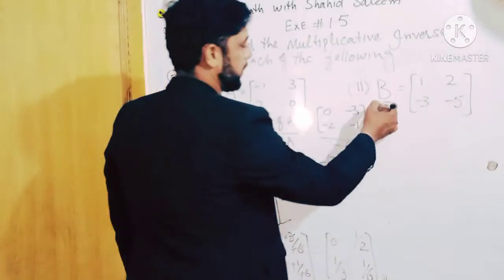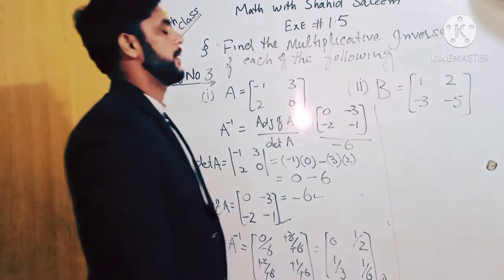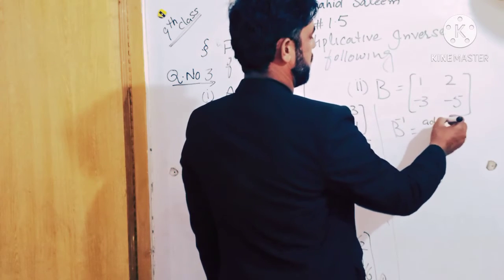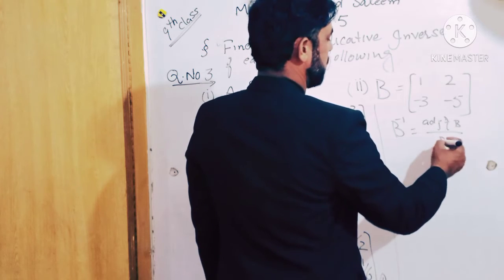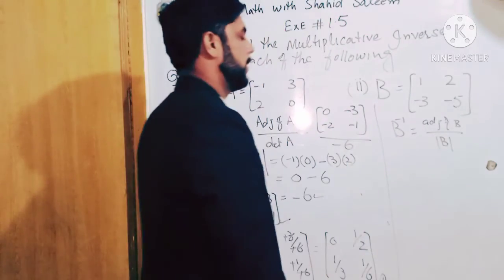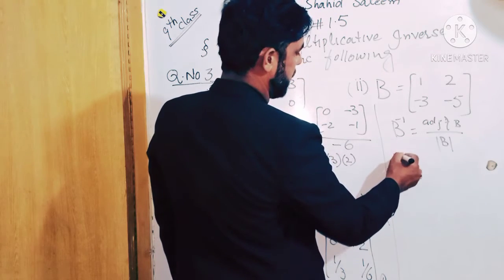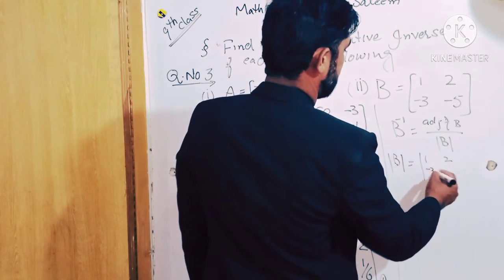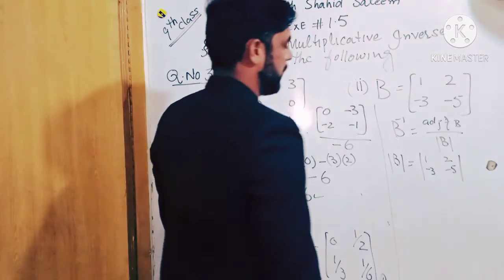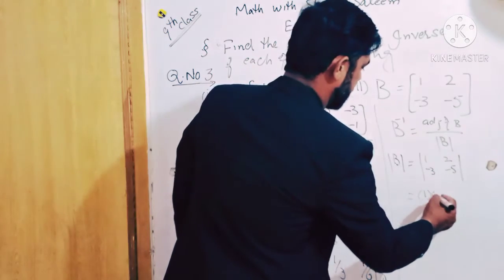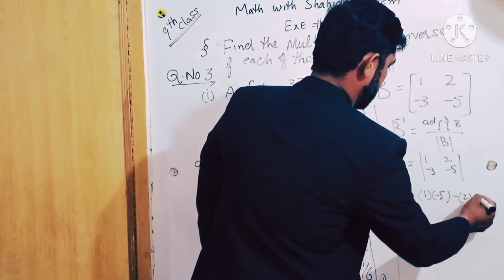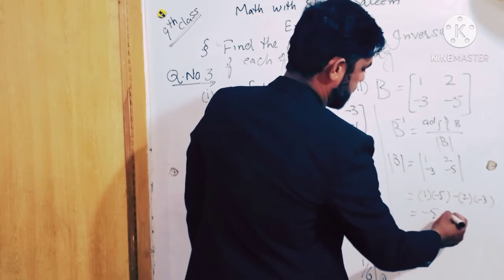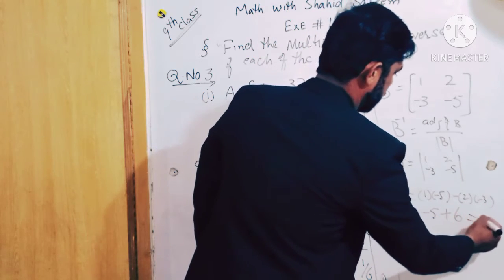Find the multiplicative inverse of matrix B. B inverse is denoted by adjoint of B over B mod, or determinant of B. First of all, we find B mod, which equals |1 2; -3 -5|, equal to 1 times -5 minus 2 times -3, which is -5 plus 6, equal to 1.